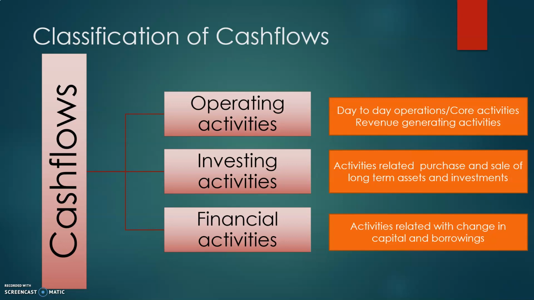Next come the financial activities. Financial activities are related with changes in the capital structure or the total capitalization. So the activities related with changes in capital and borrowings. That is, you can infuse capital into the business, or you can mobilize funds from outside also by way of borrowing. So all activities related with changes in capital and borrowings will be grouped under financial activities. So cash flows in the business are grouped into three: operating, investing, and financial activities.